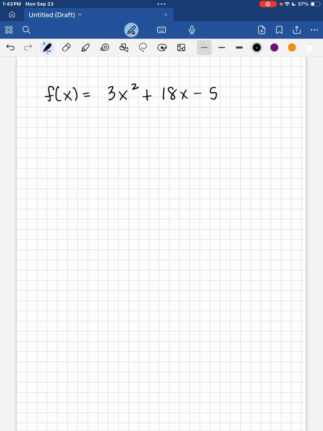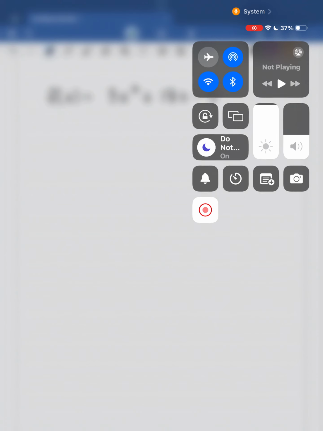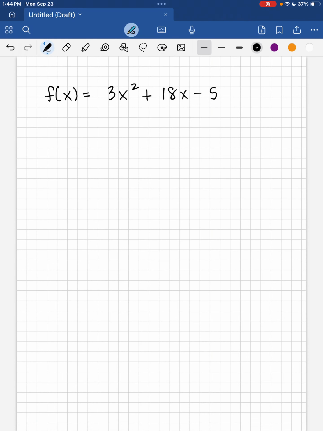For this problem, I am going to find the minimum or maximum value of this function. I'm going to describe the domain and range of the function and where the function is increasing and where it's decreasing. So first off, I need to find some more information about this because I need to be able to do it without a calculator. So the way I'm going to do that is I'm going to go ahead and find A, B, and I'm going to find C.